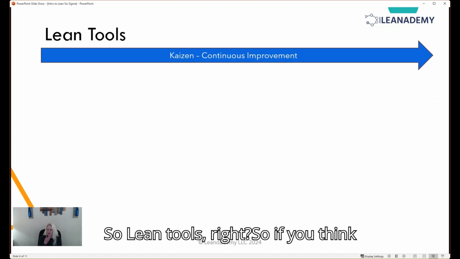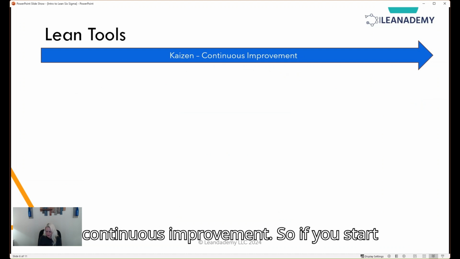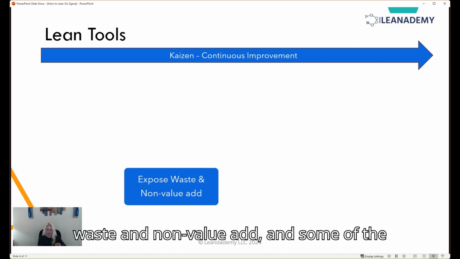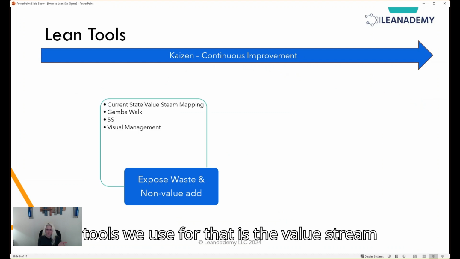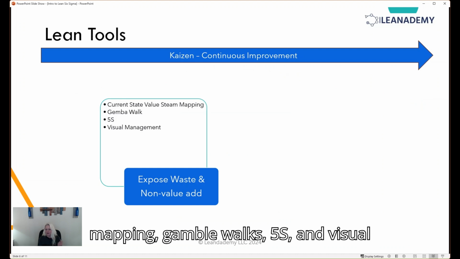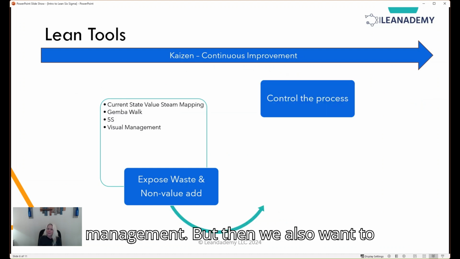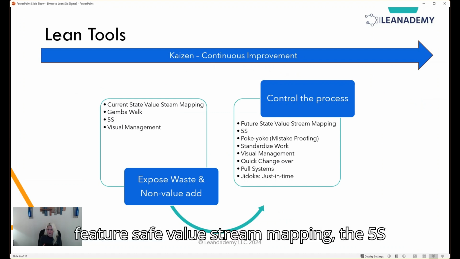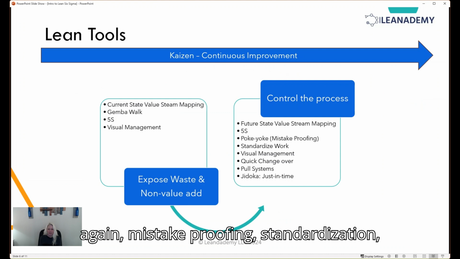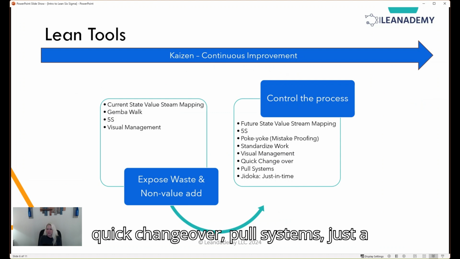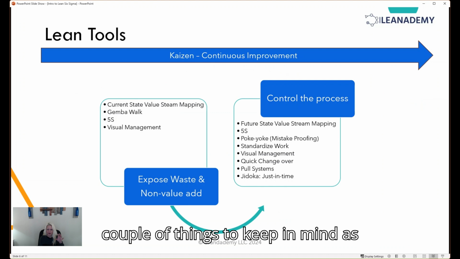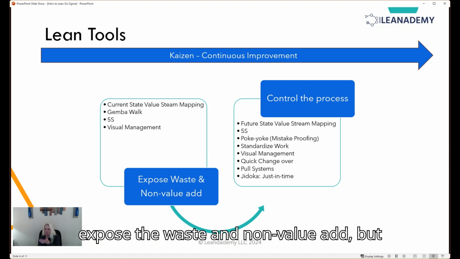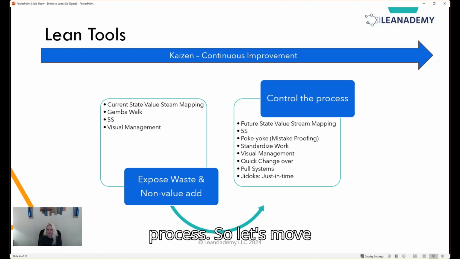Some Lean tools, right? So if you think about continuous improvement, Kaizen is continuous improvement. So if you start to look at, we want to expose the waste and non-value add, and some of the tools we use for that is the value stream mapping, Gemba walks, 5S, and visual management. But then we also want to control the process, right? So we use future state value stream mapping, the 5S again, mistake proofing, standardization, quick changeover, pull systems, just a couple things to keep in mind as we start down your Lean journey. You expose the waste and non-value add, but then we move into controlling that process.